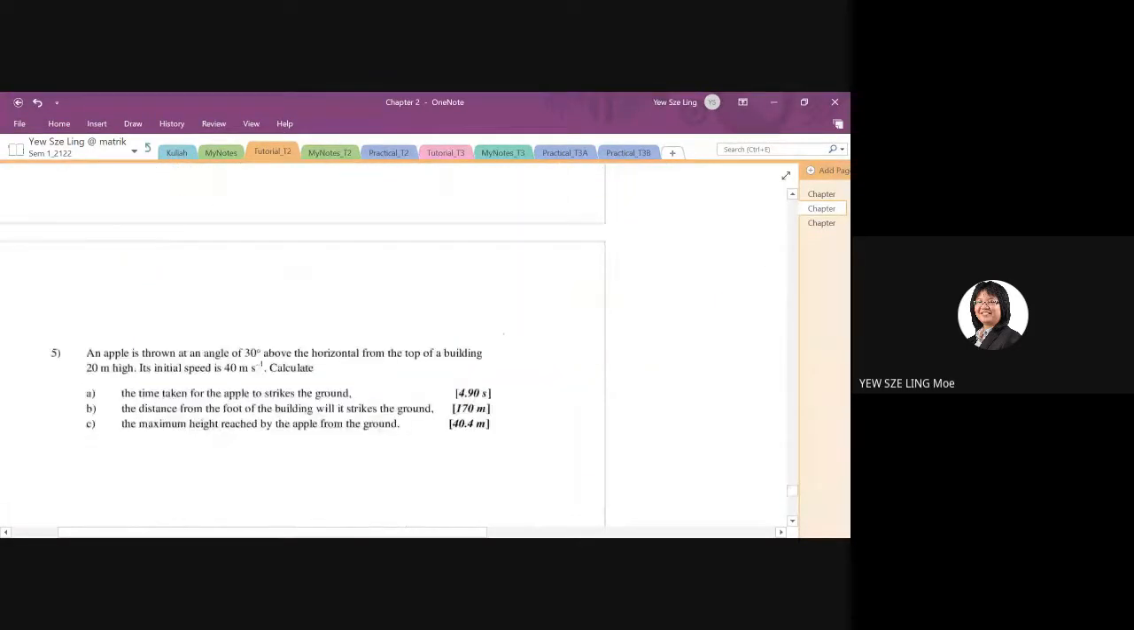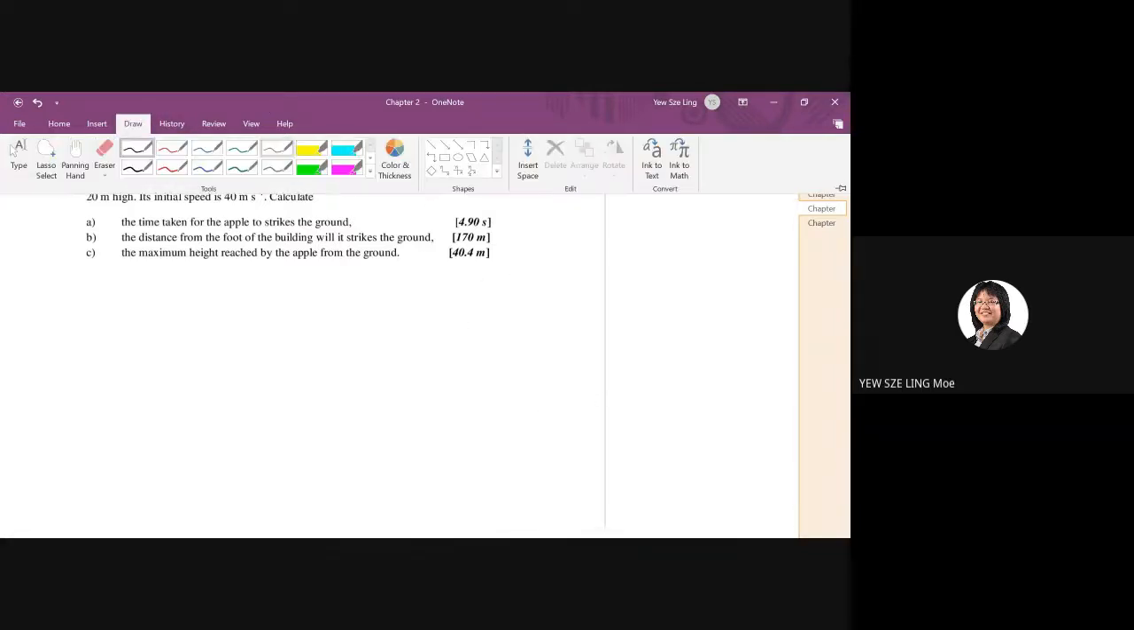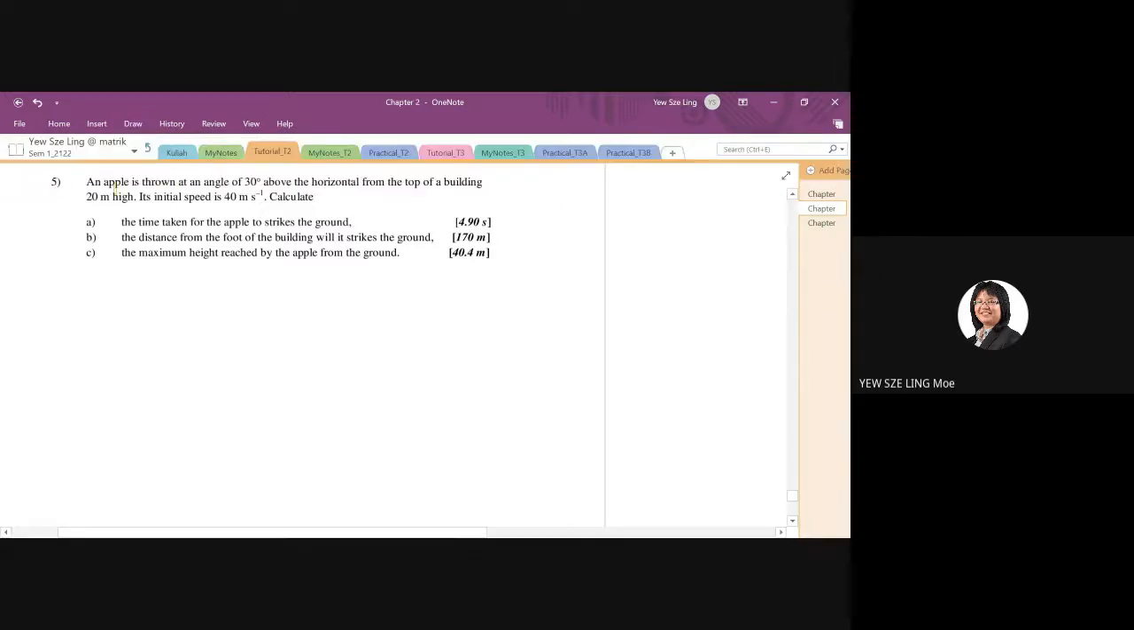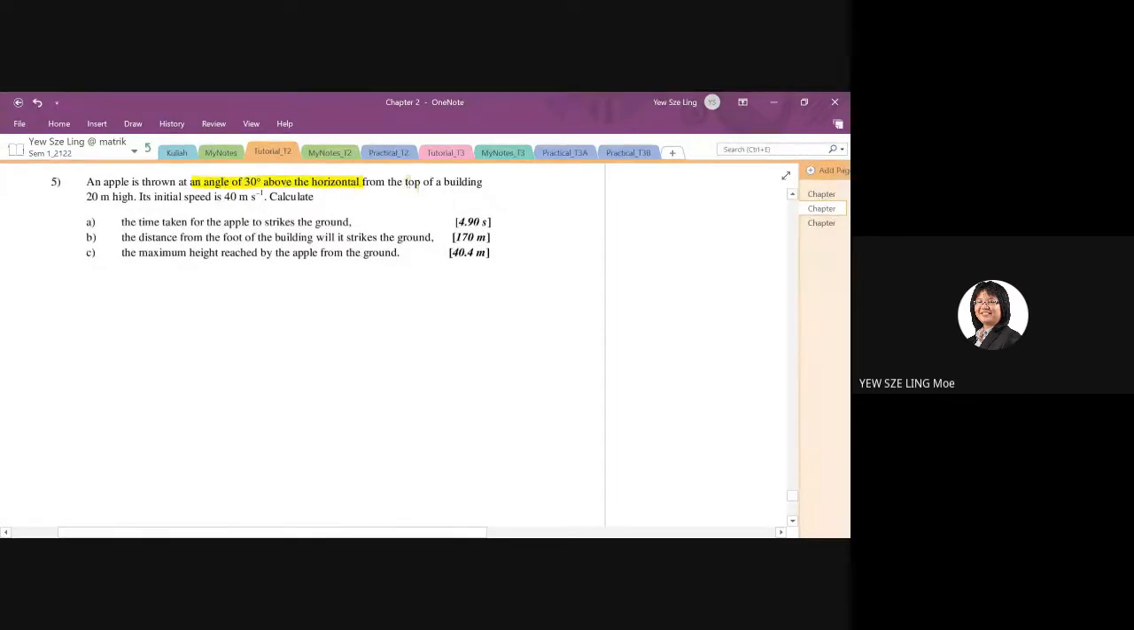Okay, so last question. The last question is very similar to the previous question. Why? Because it tells you that you throw an apple at an angle of 30 degrees above horizontal from the top of a building that is 20 meters high, and the initial speed given is 40 meters per second. So the diagram is similar to the previous question.